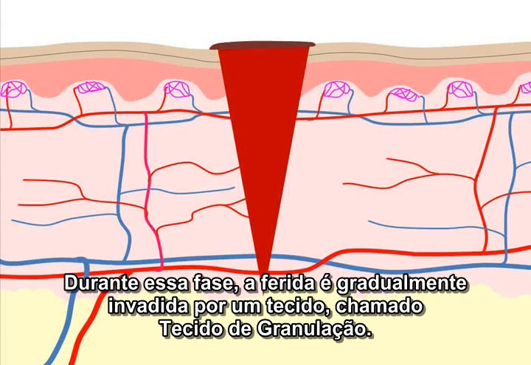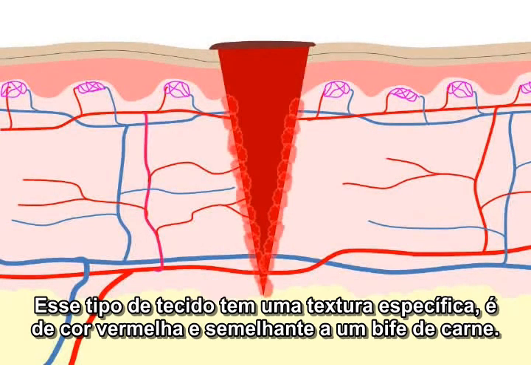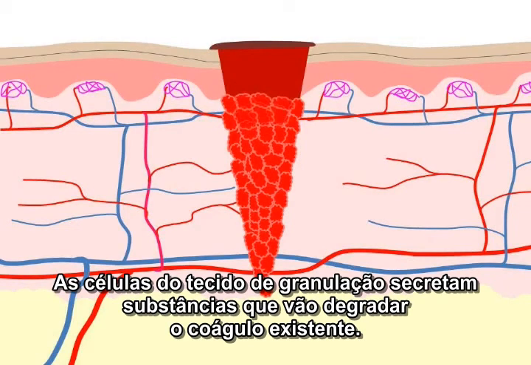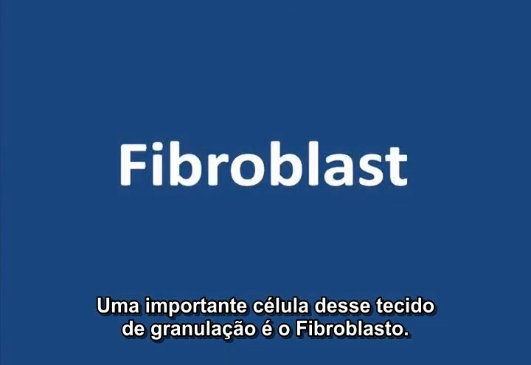During this phase of healing, the wound is gradually invaded by a tissue called granulation tissue. This type of tissue has a bumpy texture and a distinctive red color similar to the color of raw beef. In order to make room for itself, the granulation tissue secretes chemicals which degrade the existing clot. One very important type of cell in this invading granulation tissue is the fibroblast.